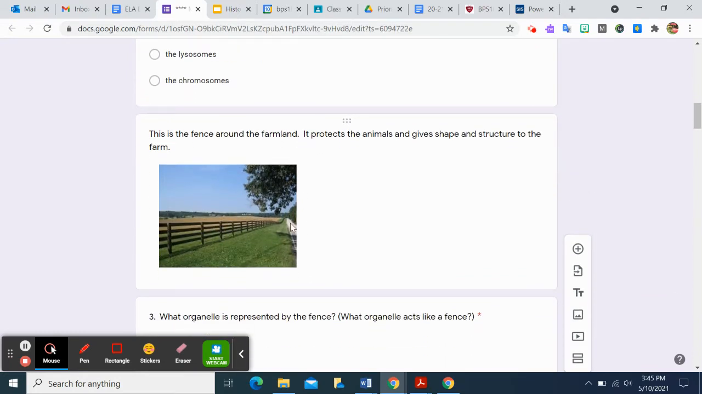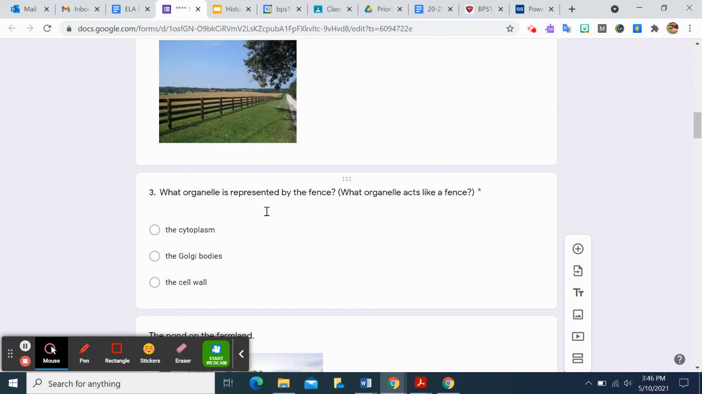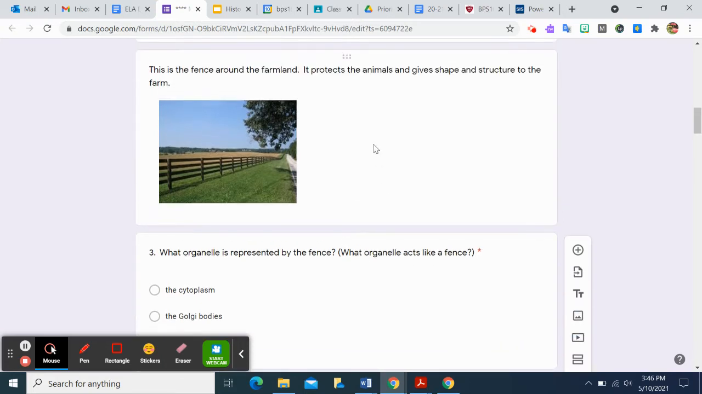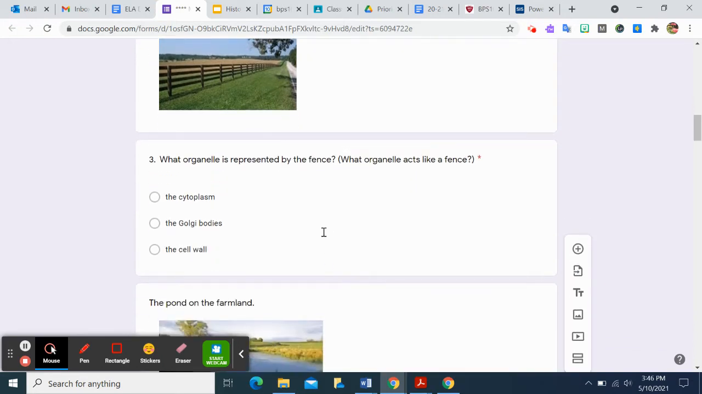There's a fence around a farmland. It protects the animals and gives shape and structure to the farm. What organelle is represented by the fence? In other words, what organelle acts like a fence, that protects animals and gives shape and structure to the farm? Is it the cytoplasm, the Golgi bodies, or the cell wall? Which one is most like a fence?